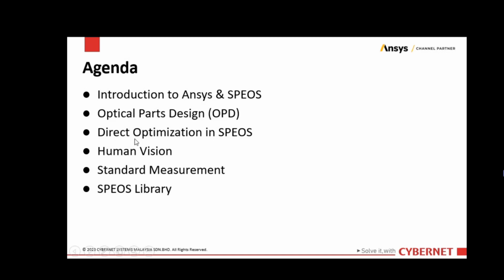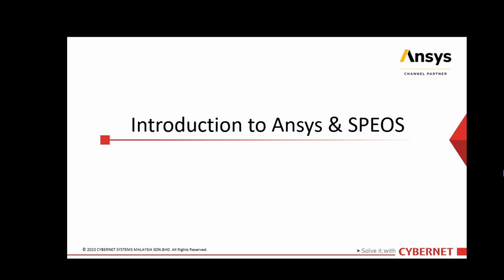And later on, we will discuss the main components for this automotive design, which is the Optical Part Design, OPD, and the direct optimization in SPEOS, and the Human Vision for the analysis. And also we have the SPEOS library and the standard measurements that can be applied to make the analysis in the simulation. So let's start with the introduction to Ansys and SPEOS.